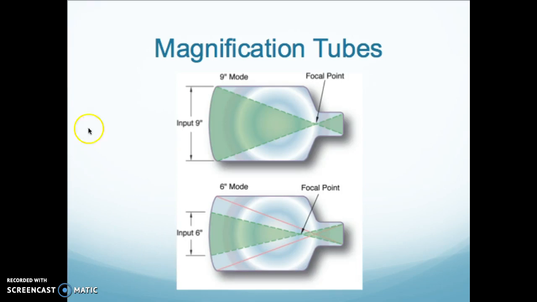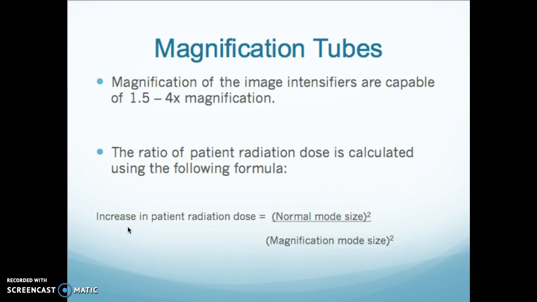Here's an idea. Here's a 9-inch II right here, and you can see your focal point. When we go to the 6-inch, these electrostatic lenses bring in the focal point and shift it further back. So magnification of the image intensifiers is capable of 1.5 to 4 times magnification. The ratio of patient radiation dose is calculated using one of the formulas.